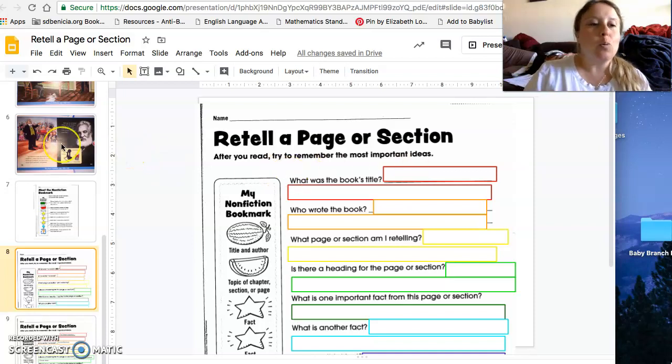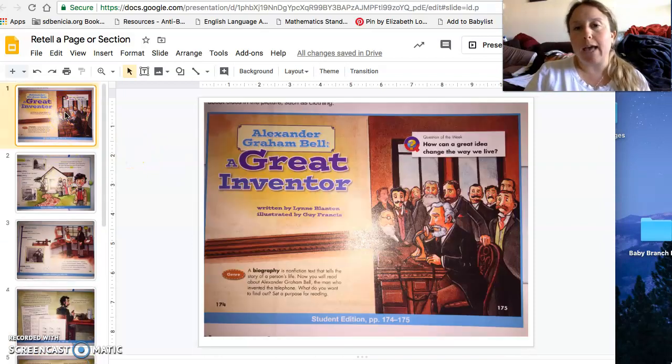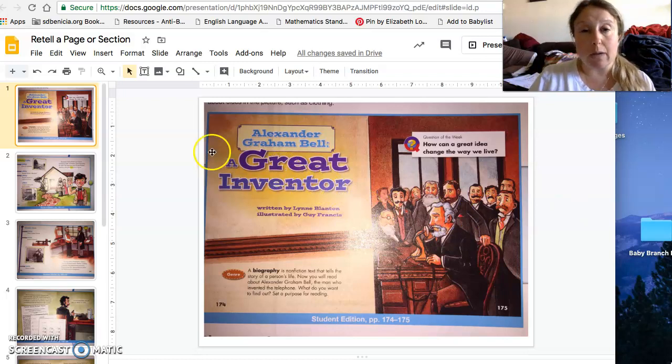Okay, so first step is you should have read this story, Alexander Graham Bell, A Great Inventor. Now we can find the title. I'm highlighting it right now. We can find the author, and it also tells us what kind of story this is. It is a biography, which is a nonfiction text that tells the story of a person's life. Now you will read about Alexander Graham Bell, the man who invented the telephone.